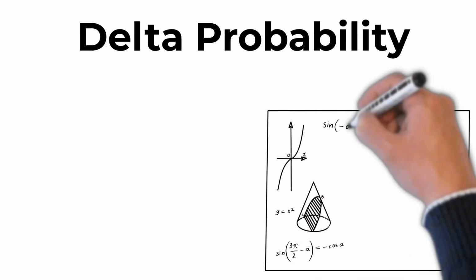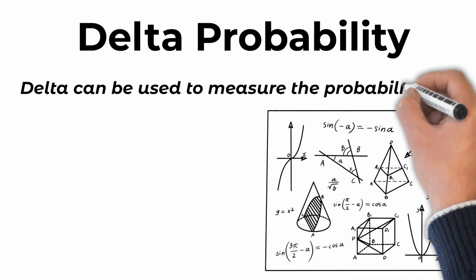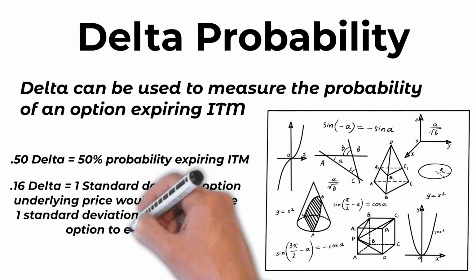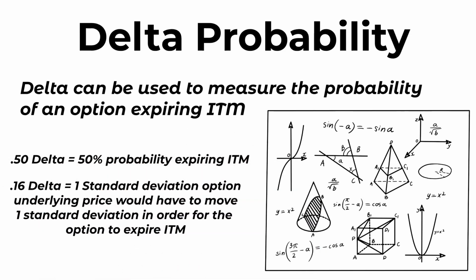One last thing I'll add about delta is that it is commonly used to measure the probability of an option expiring in the money. A 0.50 delta option is said to have a 50% chance of expiring in the money. For all you statistic nerds out there, take a note that 16 delta options are one standard deviation away from the mean. In order for that option to expire in the money, you would need a one standard deviation move from the current price.